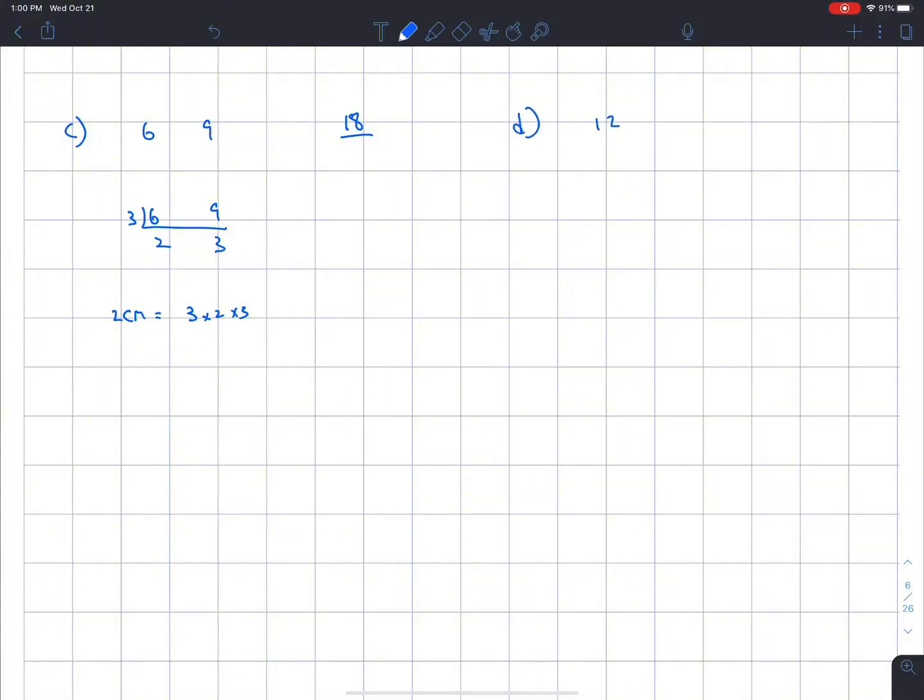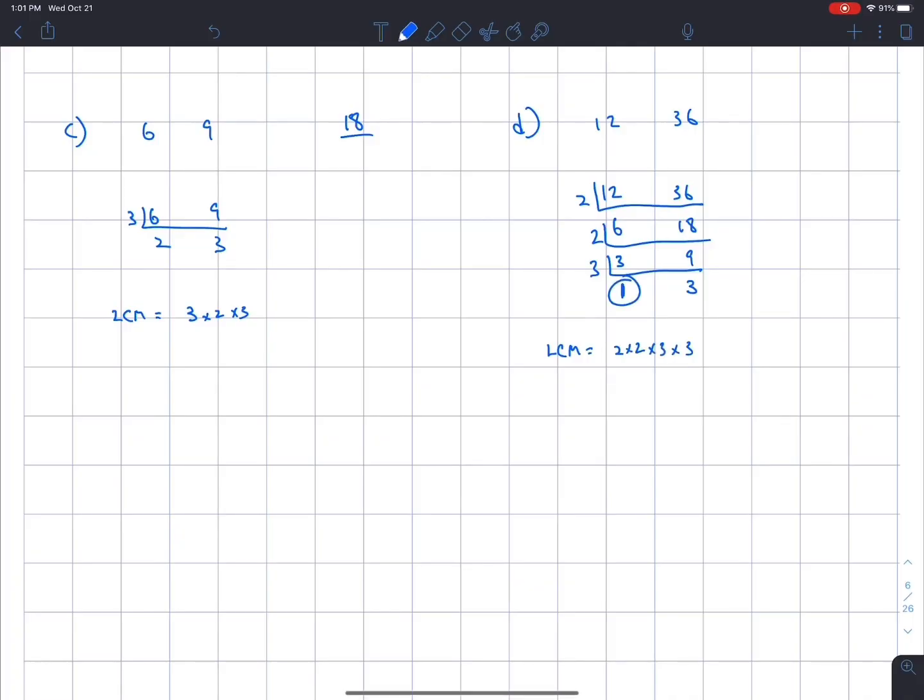D, 12 and 36. So again, because they are not both prime numbers, I would divide them. I can divide both of them by 2. 12 divided by 2 is 6, 36 divided by 2 is 18. I can divide them by 2 again. I get 3 and 9. And now I can divide both of them by 3. Now, 1 is not a prime, but I can't really divide anymore, and 3 is a prime, so I will stop. So the lowest common multiple would be 2 times 2 times 3 times 3.